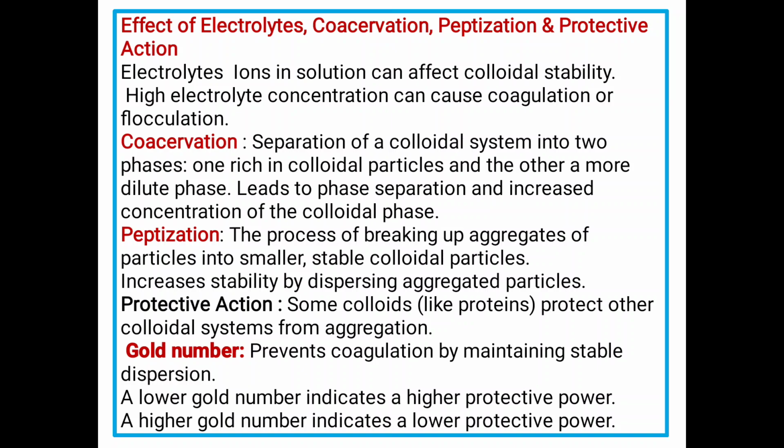Protective action: some colloids like proteins protect other colloidal systems from aggregation. The gold number measures this, preventing coagulation by maintaining stable dispersion. A lower gold number indicates higher protective power, and a higher gold number indicates lower protective power.